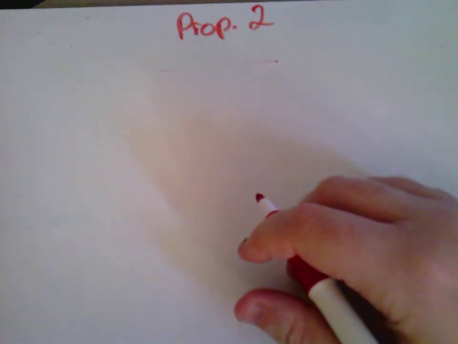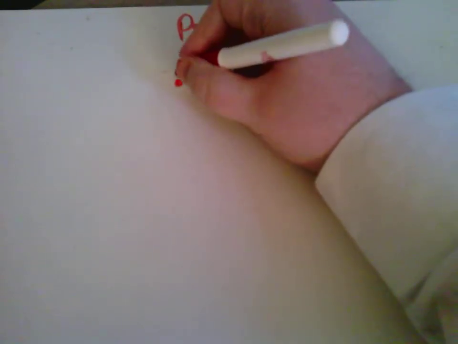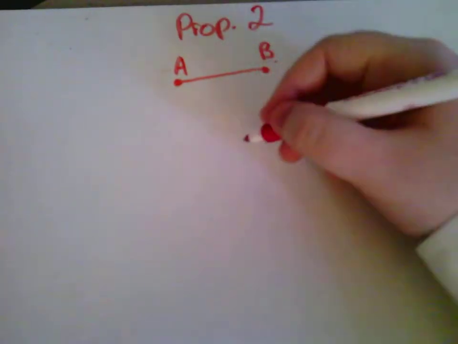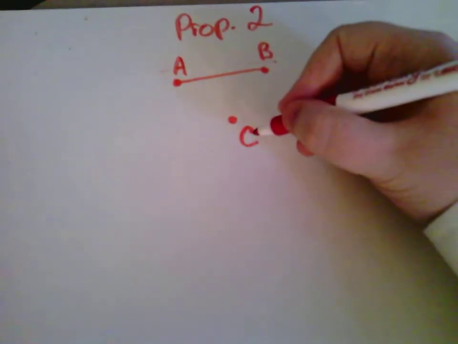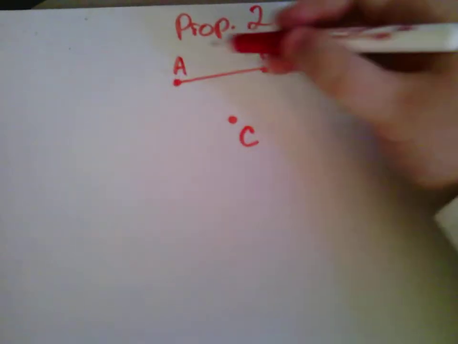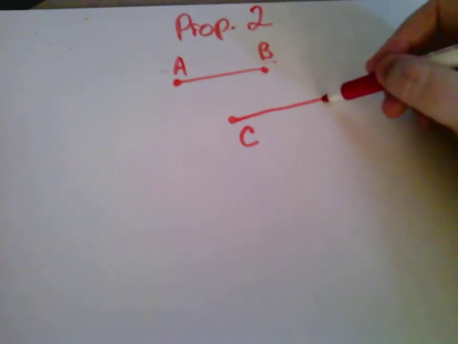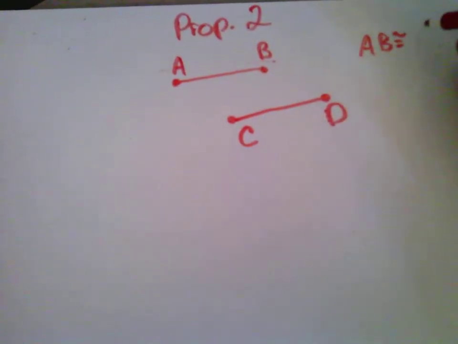Proposition 2. Proposition 2 states that to place at a given point as an extremity a straight line equal to a given straight line. Basically what this is asking for is if we have 2 points, A, B, which define a line segment, we want to be able to, having a third point, let's call it C, duplicate this line segment. We want to be able to make a line segment such that AB can be congruent to CD.